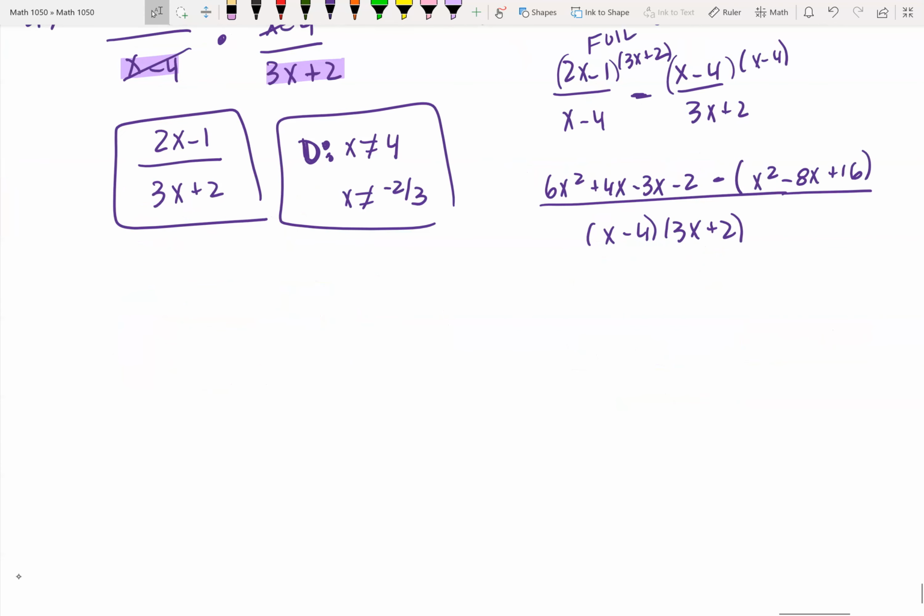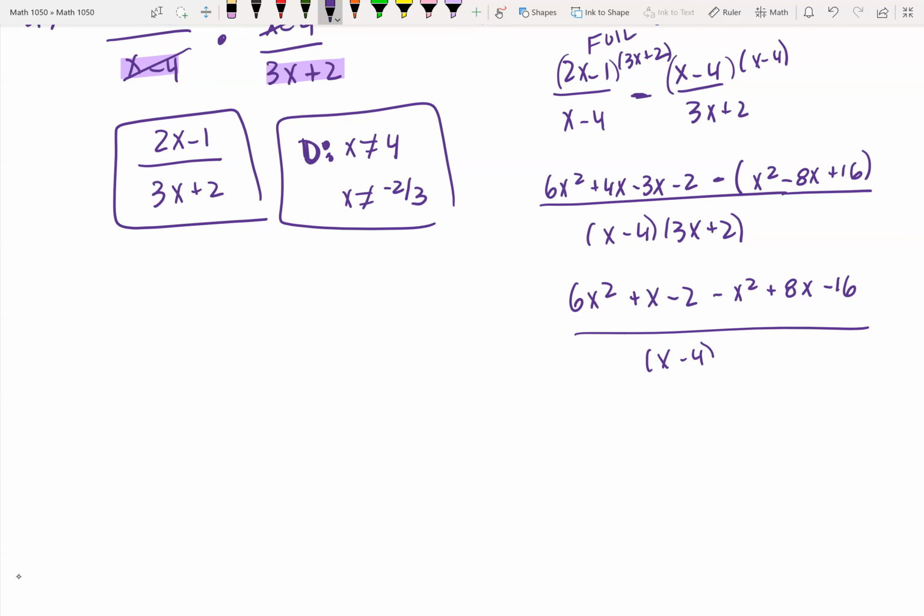The negative, you have to distribute that. So you have 6x to the second plus x minus 2. Distribute the negative: negative x to the second plus 8x minus 16. Make sure you keep writing the denominator over and over. You can't just write the top and then stick the bottom at the end.